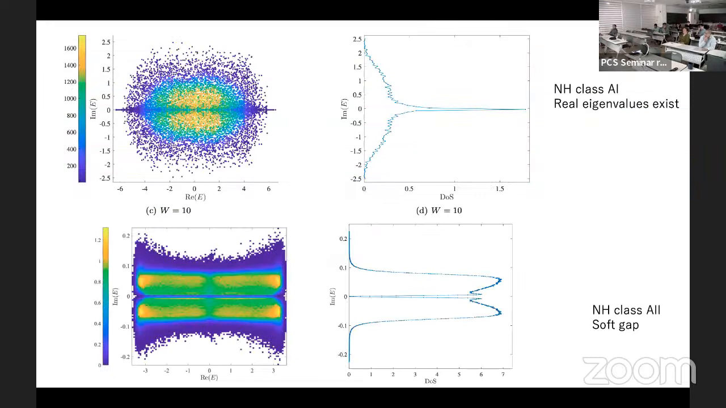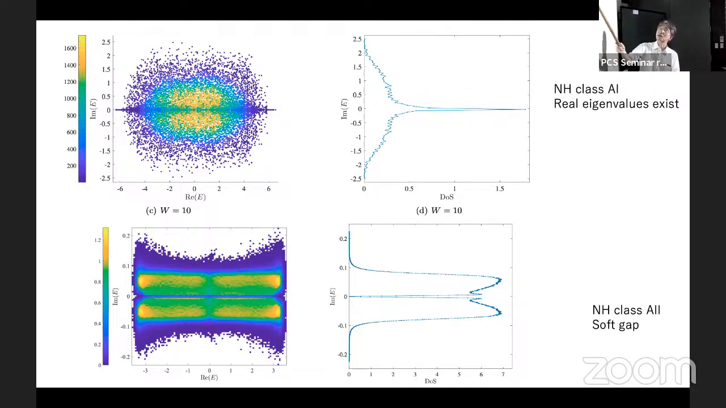This is an example of the density of state in class A1 and class A2. And class A2 shows a soft gap at energy equals 0, whereas we see a strong peak of imaginary part Z, which indicates that real eigenvalues exist for class A1, whereas we have a soft gap for class A2. This is specific. You can say that generally.